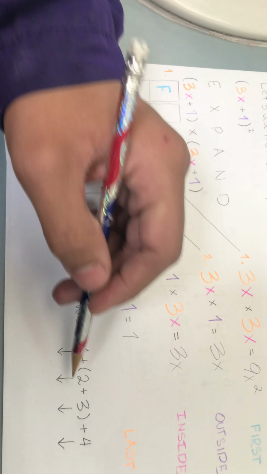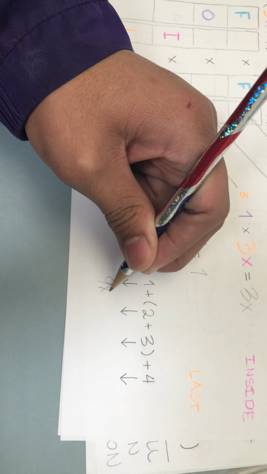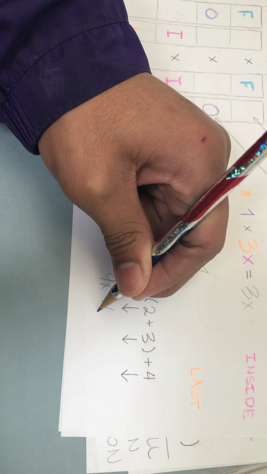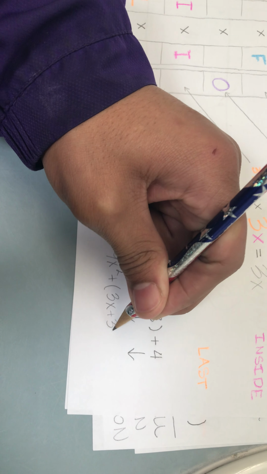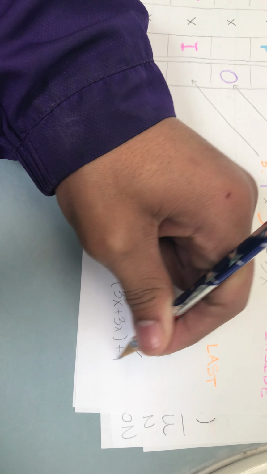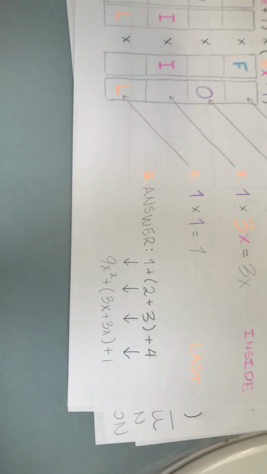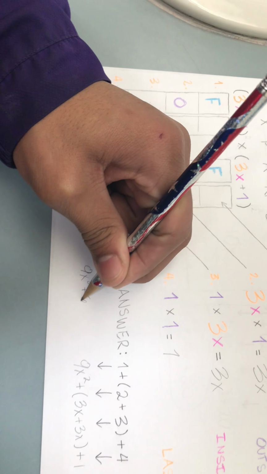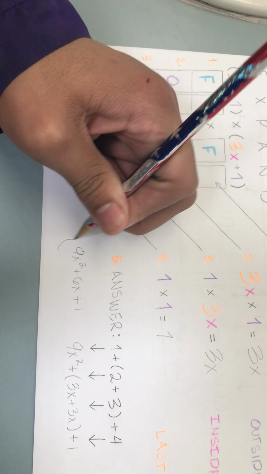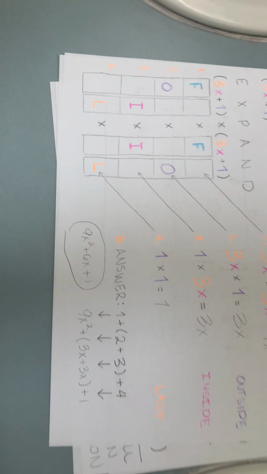Now you can bring all these solutions down and plug and chug them in, just like in the last method, the box method. So we have 9x squared from the first, plus in parentheses, 3x from the outside plus 3x from the inside, plus 1. After you combine your like terms, you get 9x squared plus 6x plus 1. And that's your solution. Just plug and chug and keep going.